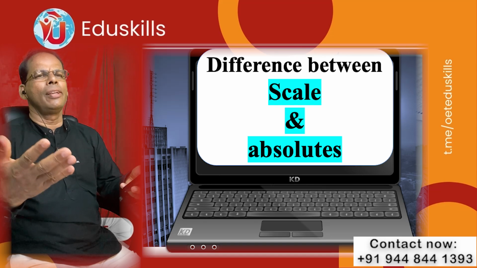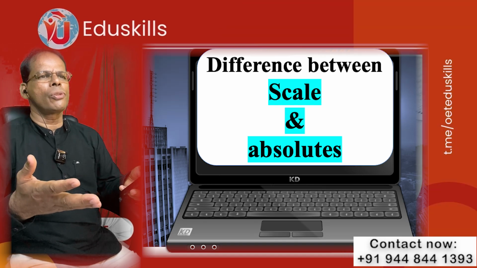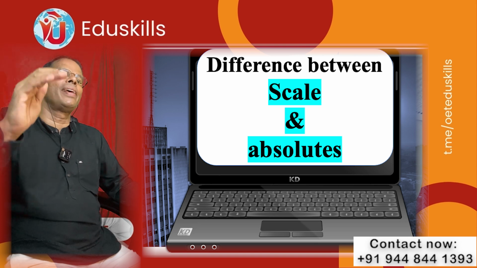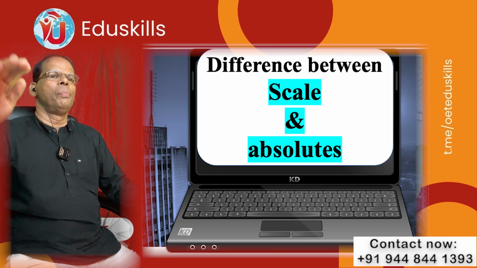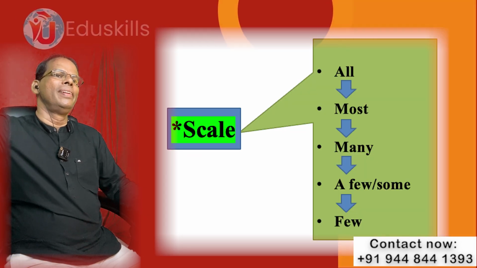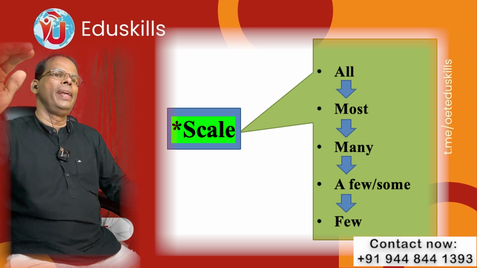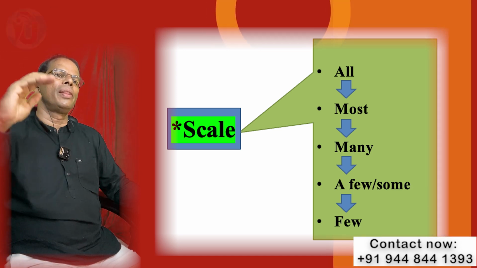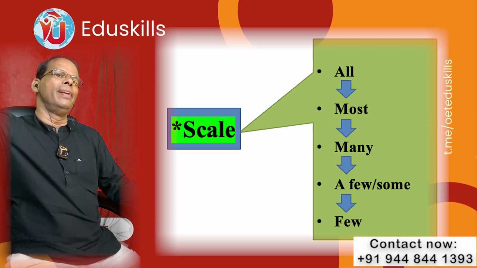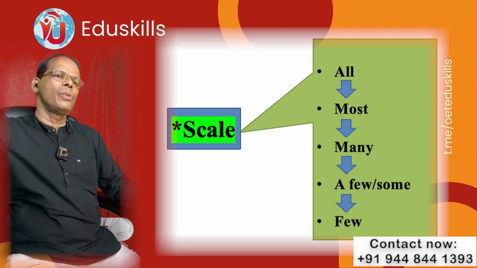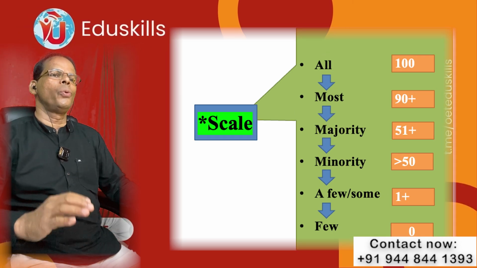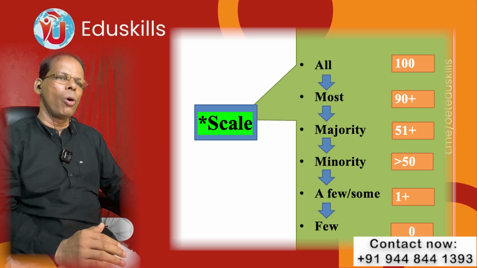The one concern in the YouTube comment space today: what is the difference between scale and absolute? Absolutes are the extreme poles of the scale. For example, all, most, many, a few, few. So the extreme end, "All nurses are expected to wear masks," is an absolute expression. "Few nurses are expected to wear masks." Few is the lower extreme.